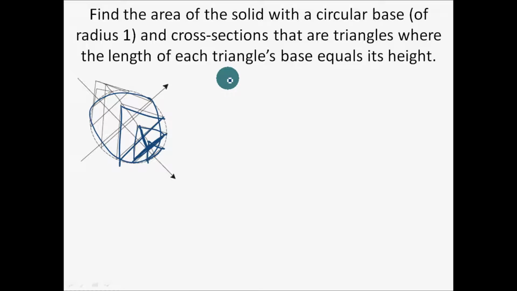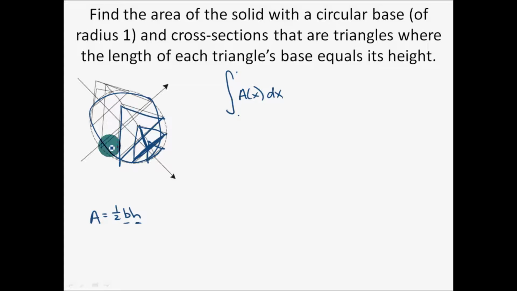Okay, so let's remember, hopefully I've told you this in class, that if we integrate the function that gives us the cross section of each shape, in this case triangles, from the lower limit to the upper limit, that should give us the volume. Okay, so in this case, the cross sections are triangles. So 1/2 base times height gives us the area of each cross section. And now let's figure out what is the base and what is the height of each triangle. And notice it's a function, so I'll have it in terms of x.